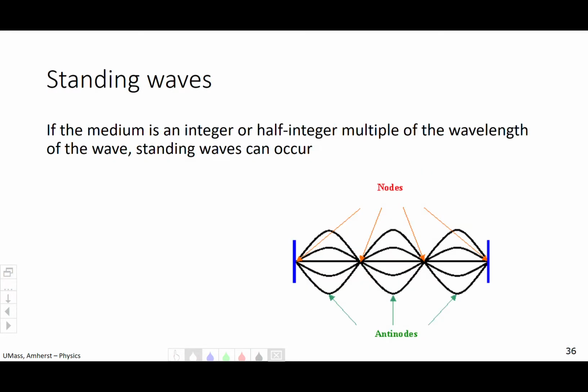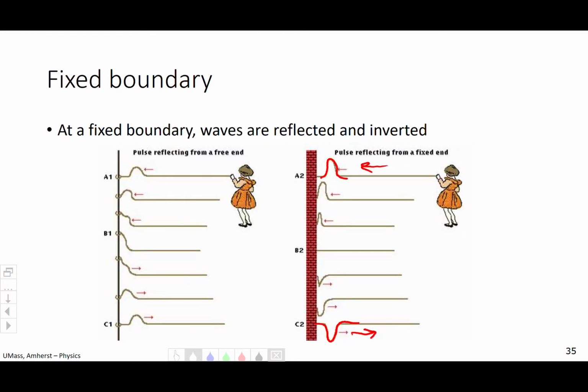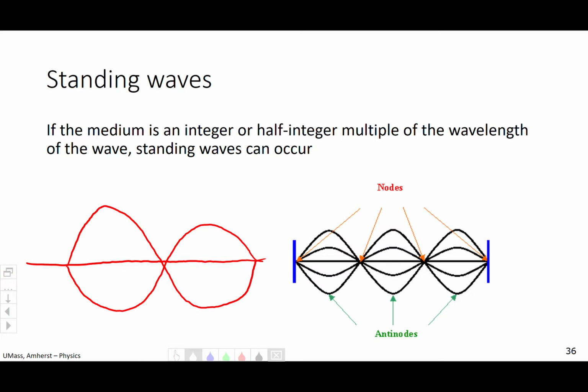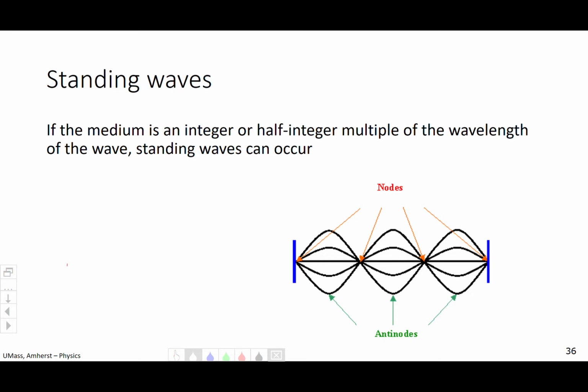So standing waves. How do we get standing waves? Essentially, we have to think about a reflection. At a fixed boundary, let's say, we send a wave. The reflected wave will look like that. So if we keep sending the wave and we keep getting a reflected wave, eventually we get what's called a standing wave pattern, right?